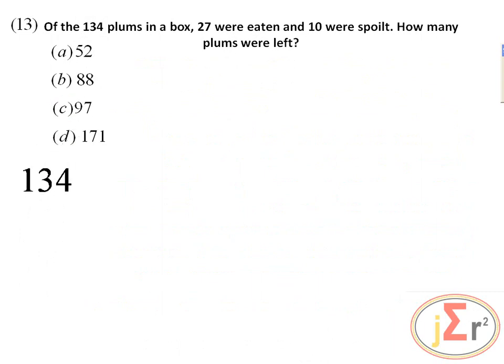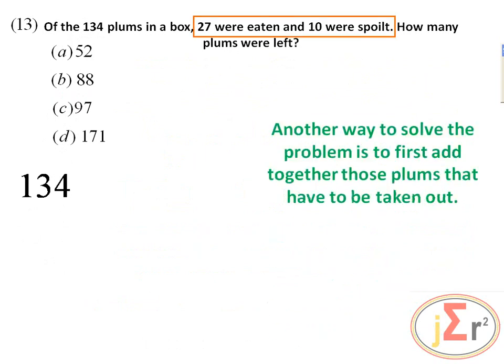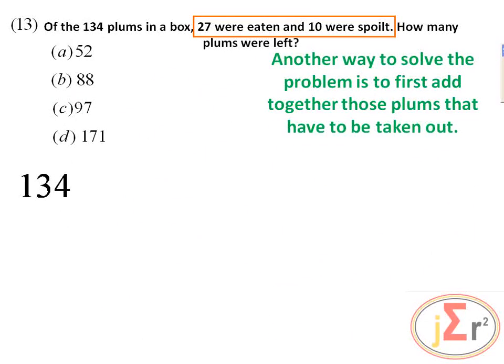Now, we will take another approach to the problem. Of the 134 plums in a box, 27 were eaten and 10 were spoiled. How many plums were left? Another way to solve the problem is to first add together those plums that have been taken out, because 27 were eaten and 10 were spoiled.